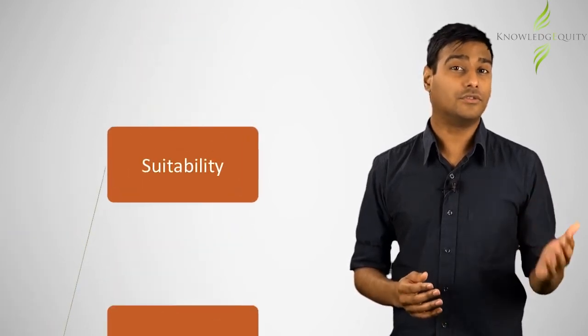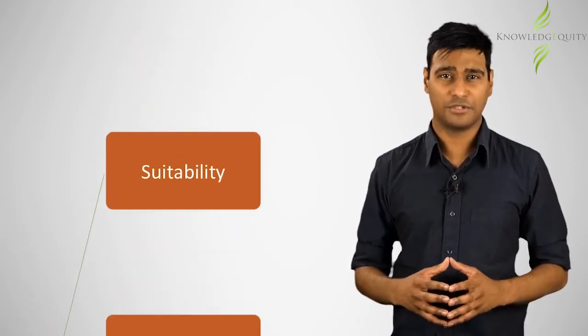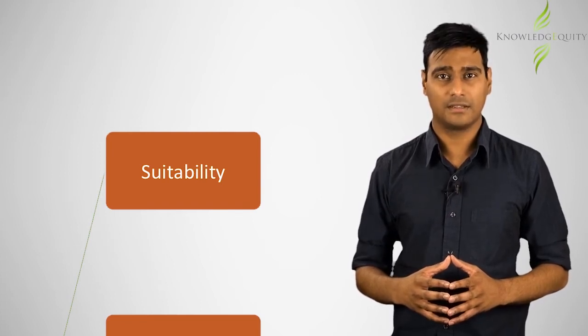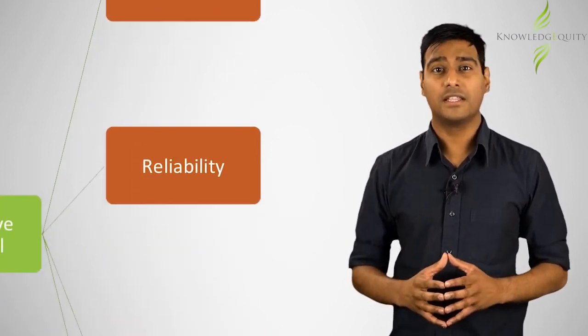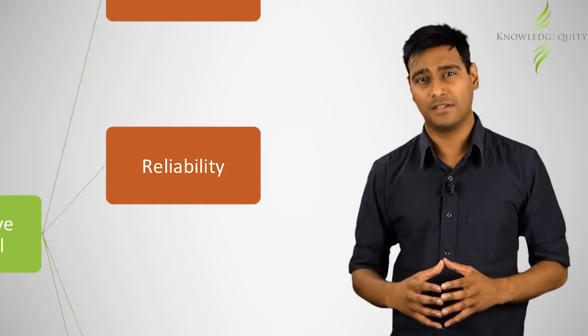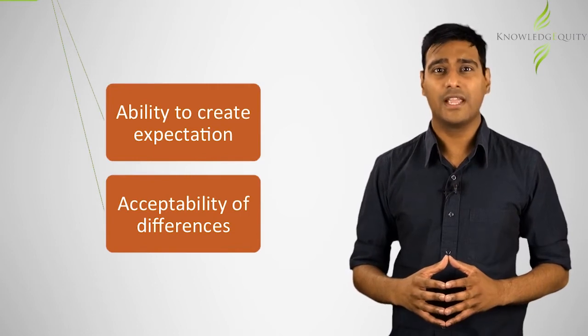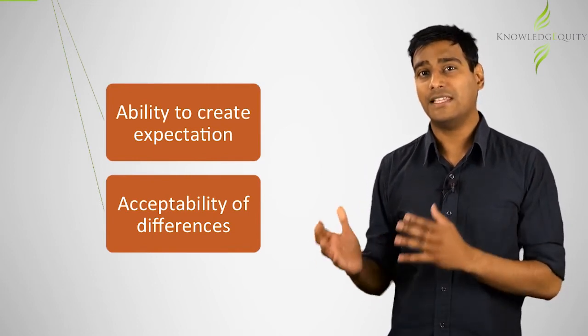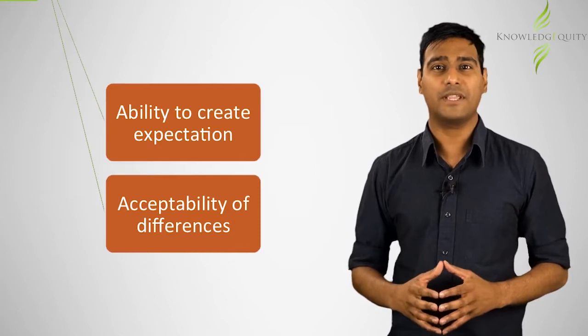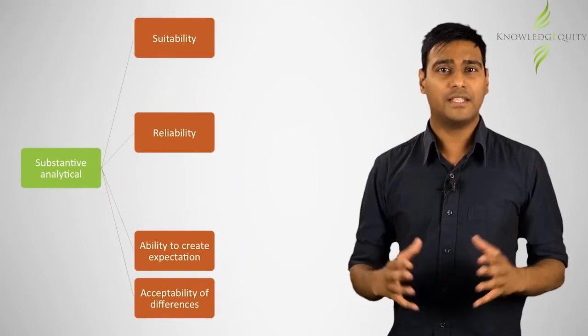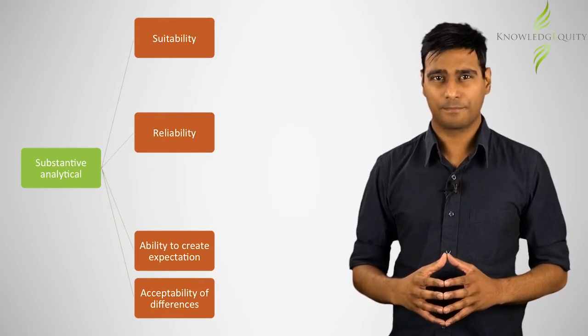These include the suitability of using analytical procedures as evidence-gathering tools for a particular item being tested, reliability of the data that will be used in the substantive analytical procedure, whether an expectation or prediction can be made, and whether any deviations or differences from expectations or predictions would be acceptable. Let's break these components into smaller elements.